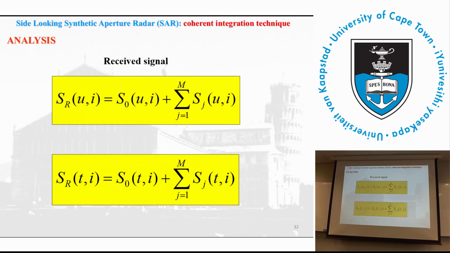So the received signal now will be the sum, the superposition of all these components. So in the spatial coordinate domain, I will have the signal that comes off the point 0 and all the others summed up. So this is what I'm interested in. This is some sort of nuisance. And the same I can do in the time domain. So that's my received signal model.